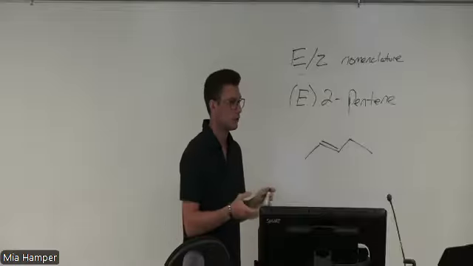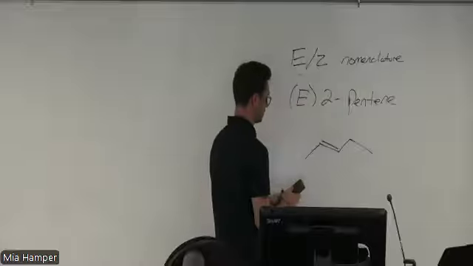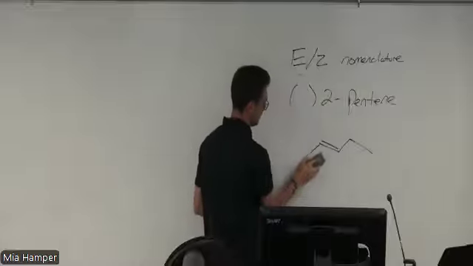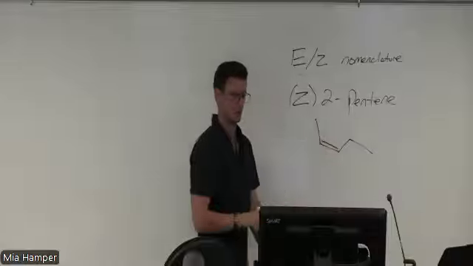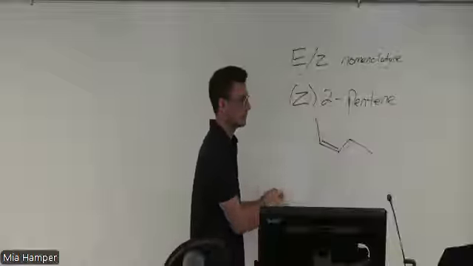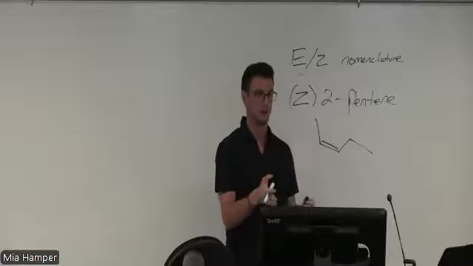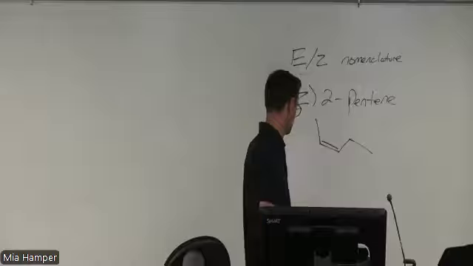How could we make this Z, for example? Let's just say this would be Z. That's what it would look like. The higher priority on one end is on the same side of the double bond as the higher priority on the other. Let's do a couple more examples.